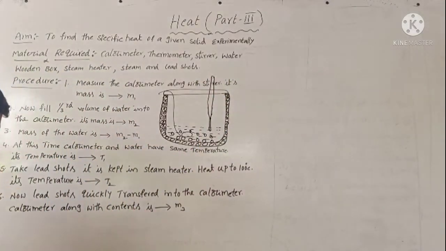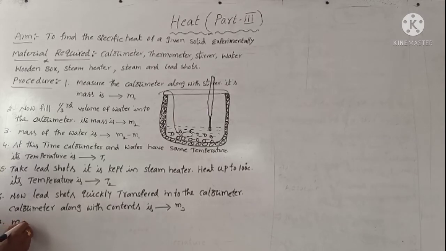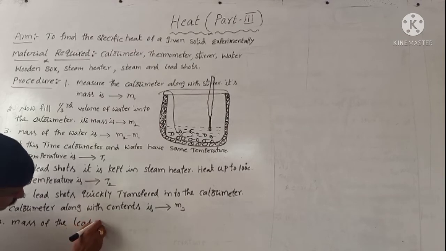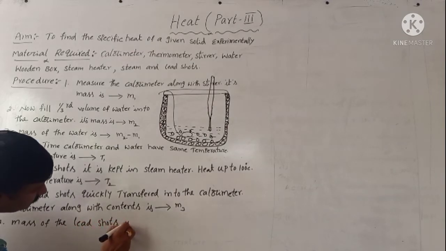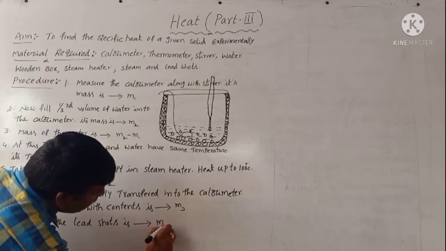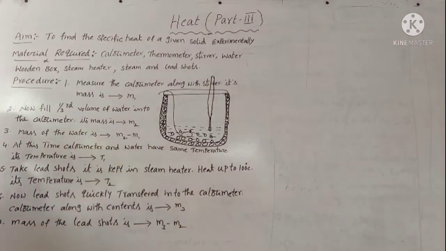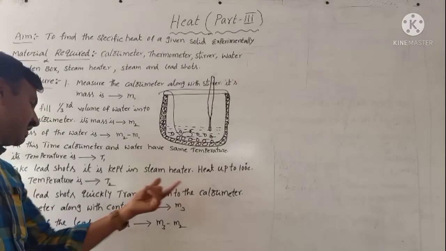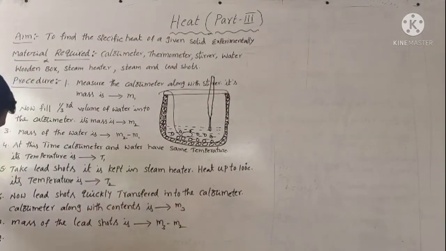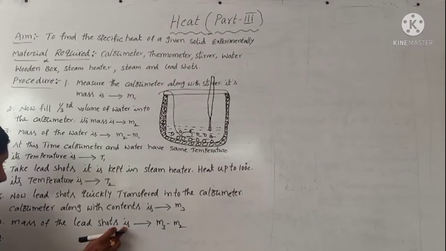It is the M3. Next, the mass of the lead shots is M3 minus M2. Now the lead shots are quickly transferred into the calorimeter along with its contents, giving M3. The mass of the lead shots is M3 minus M2.